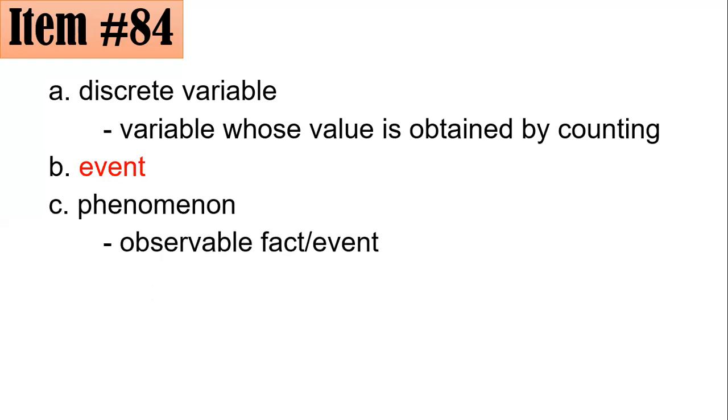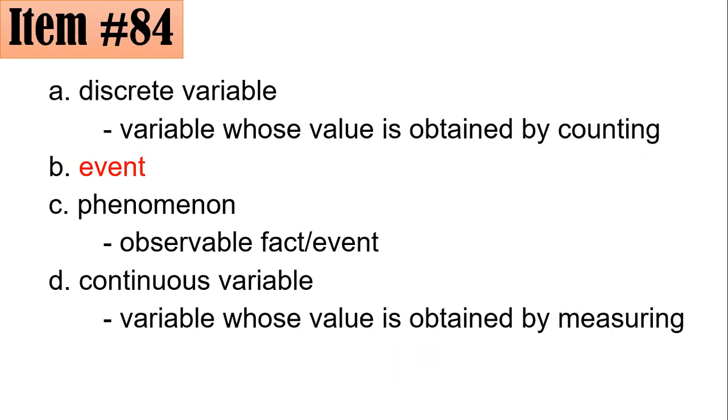A phenomenon refers to an observable fact or event. Continuous variable is a variable whose value is obtained by measuring. For example, height. You measure your height by means of, say, a meter stick. Or weight. You measure it by means of, let's say, a weighing scale. And continuous variables could actually assume decimal values. Because when you measure something, the measurement that you get is not necessarily a whole number po. So letter B for 84. Yan po.